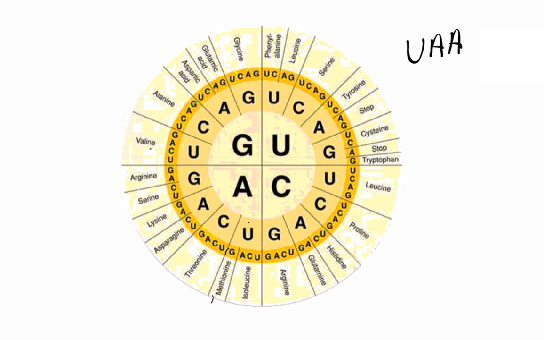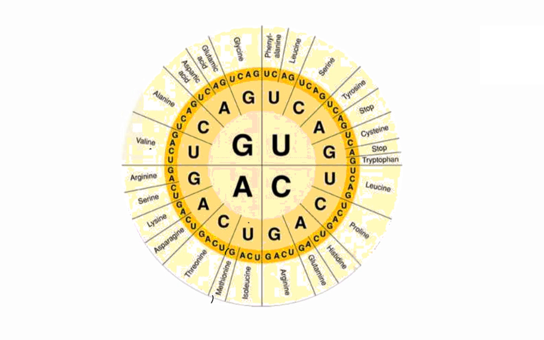UAA. Stop. What does that mean? Well, there are 3 codons that are stop codons. These don't code for amino acids. This tells the process of translation to stop.